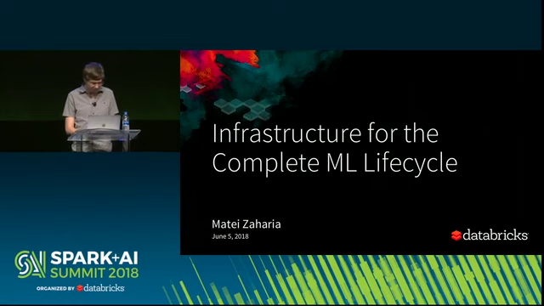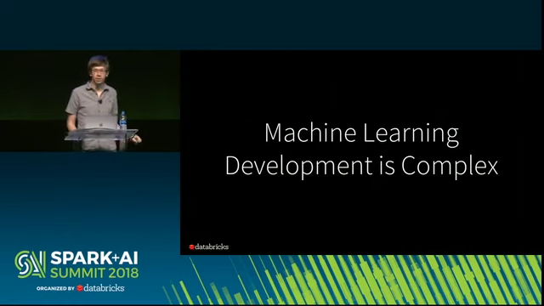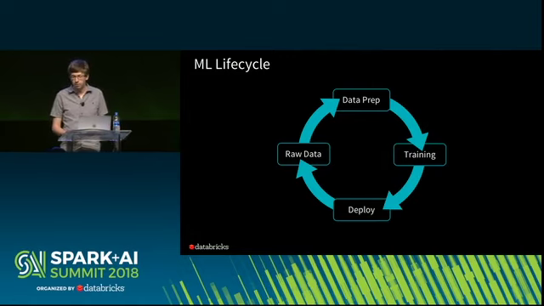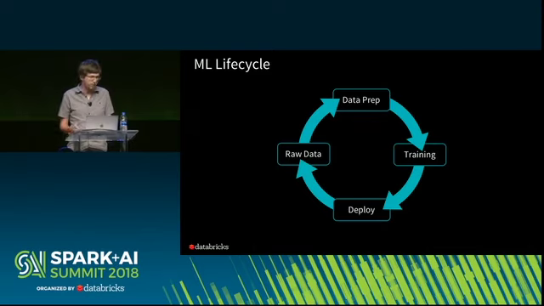So I think everyone who's done machine learning knows that the machine learning development lifecycle is very complex. There are a lot of issues that come up that you don't have in just a normal software development lifecycle. And to motivate MLflow, I'll just talk about a few of them. So here's a simple sort of picture of the ML lifecycle. We've got raw data that we begin with, and then we do data preparation, model training, and deployment.